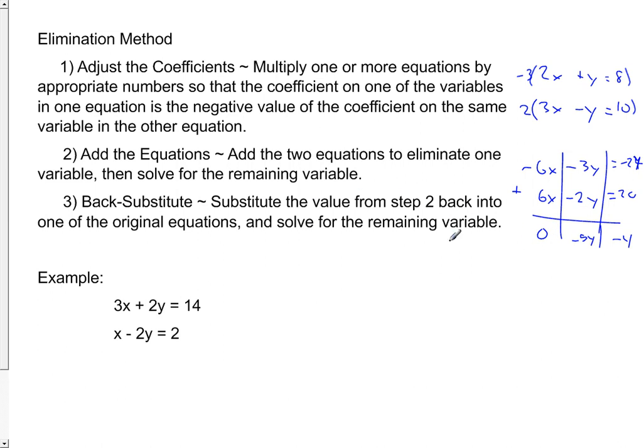And now I would need to solve for the variable that is remaining. So here I'm going to solve for y by dividing by the -5, and I get y equals 4/5. And so with the y equals 4/5, I would then move on to step 3 and do my back substitution. So I would substitute that 4/5 into one of the original equations to solve for x.